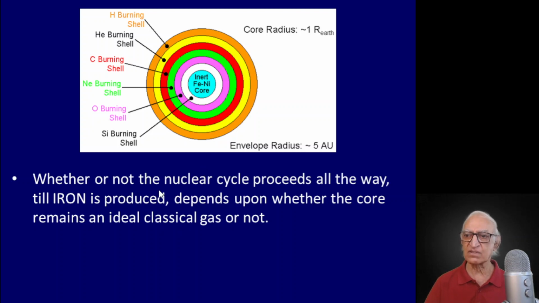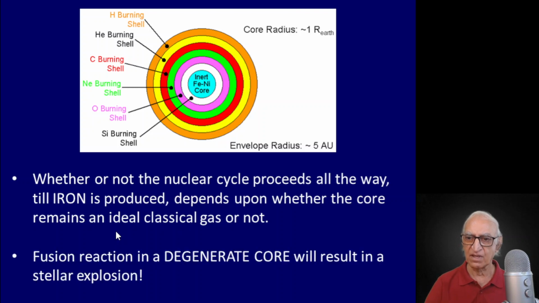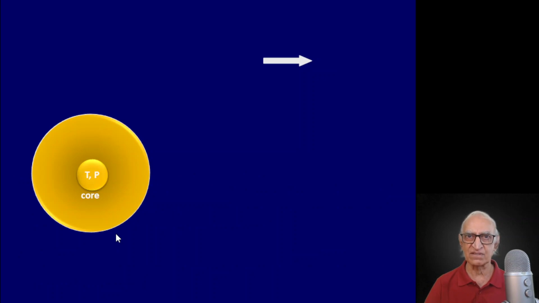But whether or not the nuclear cycle proceeds all the way till iron is produced right at the center depends upon whether the core remains an ideal gas or not. As I have explained in the previous two lectures, if the fuel ignites in a degenerate core, then it will result in a stellar explosion. Let us remind ourselves of the safety valve if the gas obeys the classical equation of state, namely Boyle's law.